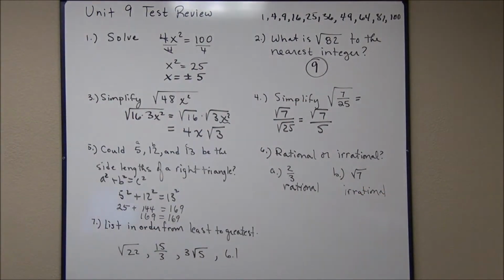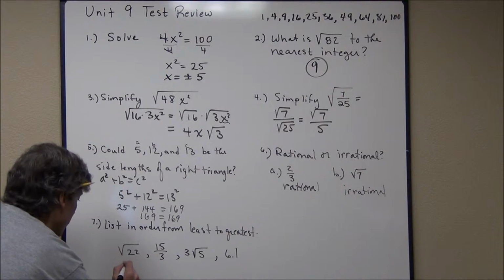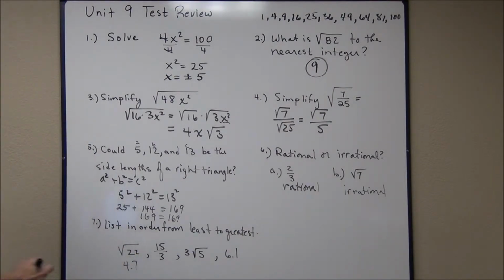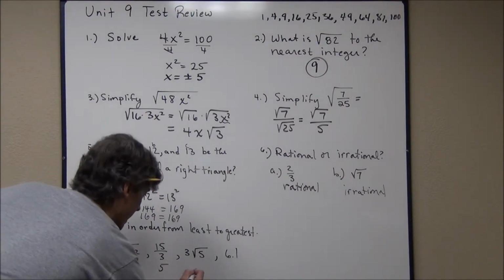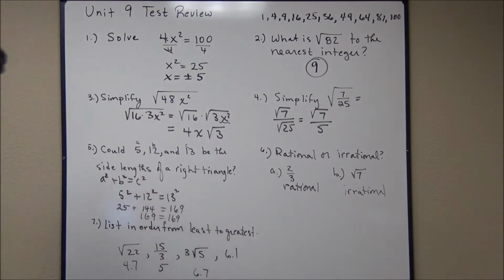Okay. Now my next example, because then I have my calculator close by, I'm going to list in order from least to greatest. So I'm going to figure these out real quick. The square root of 22, for example, is 4.7 approximately. This is an irrational number. This, of course, is 5, 15 divided by 3. 3 times the square root of 5 would be 6.7 approximately. And this, of course, is 6.1.